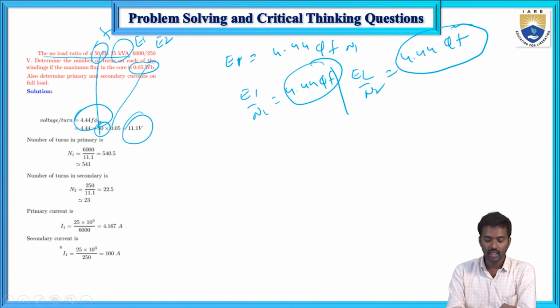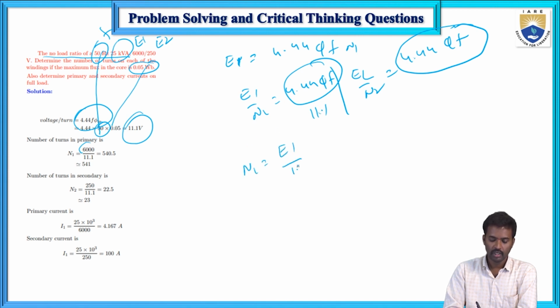And next thing here, N1 equals E1 by 11.11, where E1 equals 6000. And next N2 equals E2 by this value, that equals 22.5.